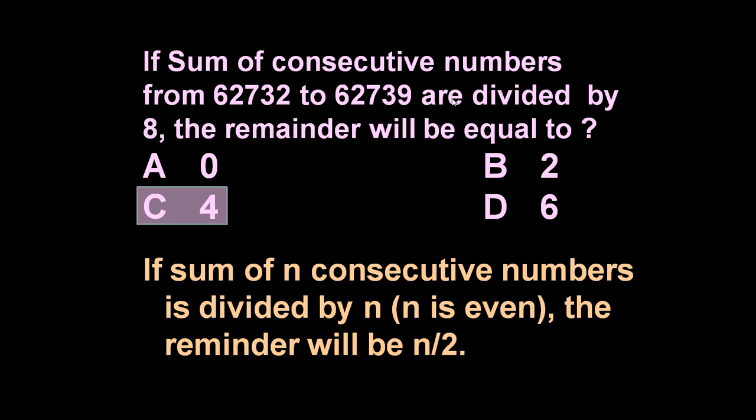8 consecutive numbers are divided by 8, so the remainder will be equal to 4, because our concept says when n consecutive numbers are divided by n, when n is even, the remainder will be n by 2. So here 8 consecutive numbers are divided by 8, the remainder will be 8 by 2, that is 4.